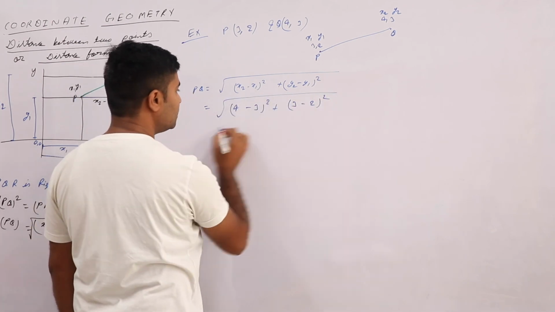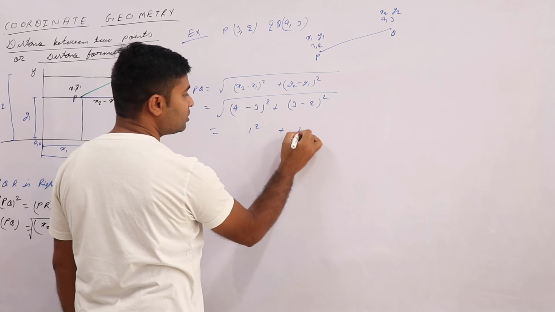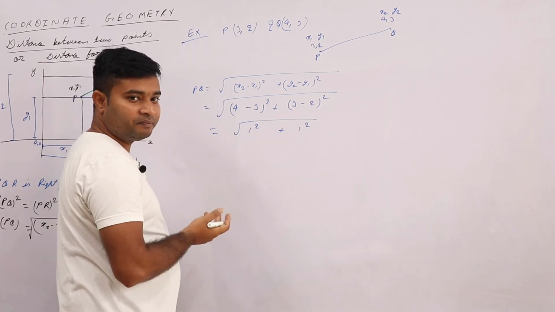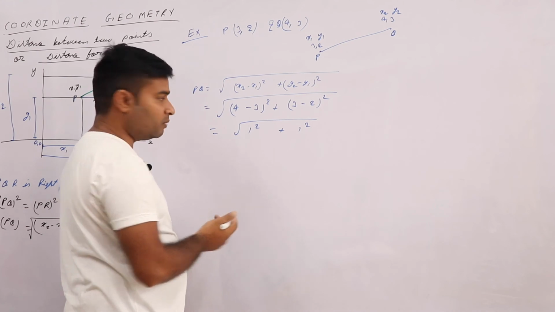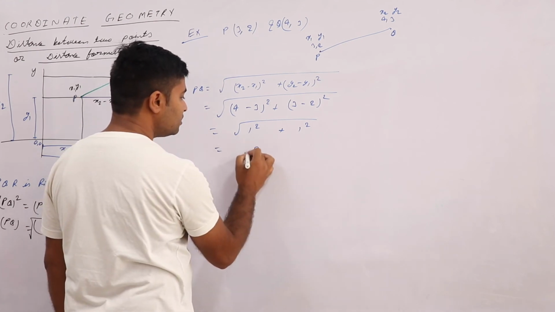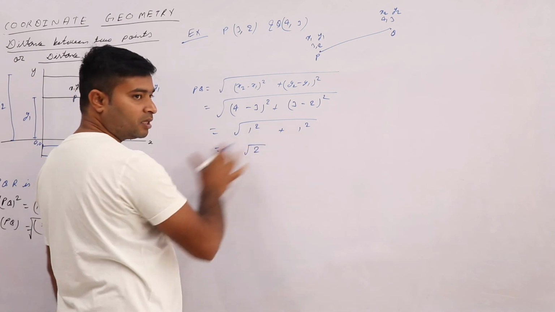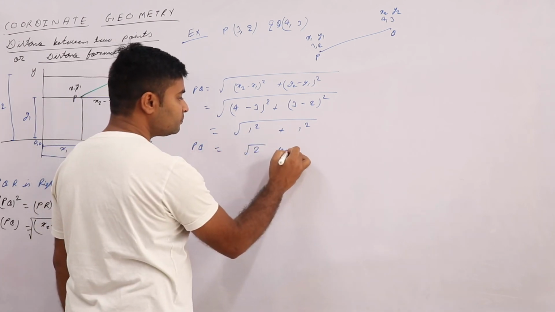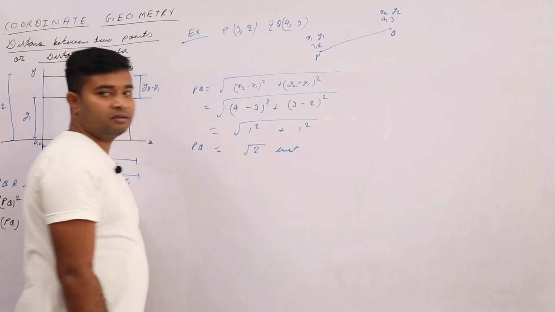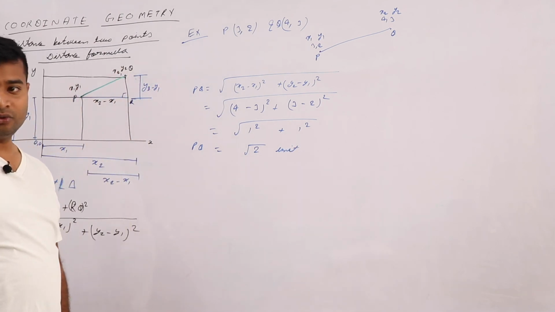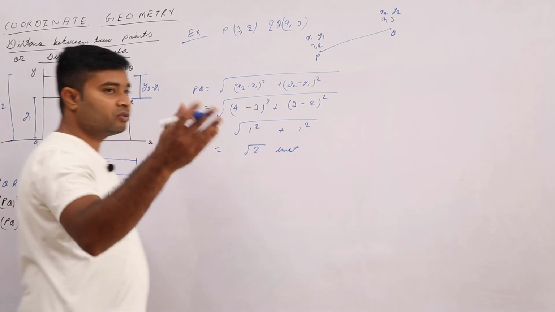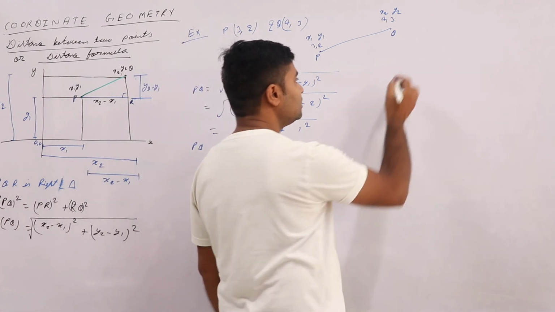Then do root. Means here also 1 square and here also 1 square. So 1 square is 1 only. Means 1 plus 1 is 2. So PQ is equal to root 2 unit. Root 2 unit. Getting how to do? Easy or not? Yes, sir. Easy, sir.